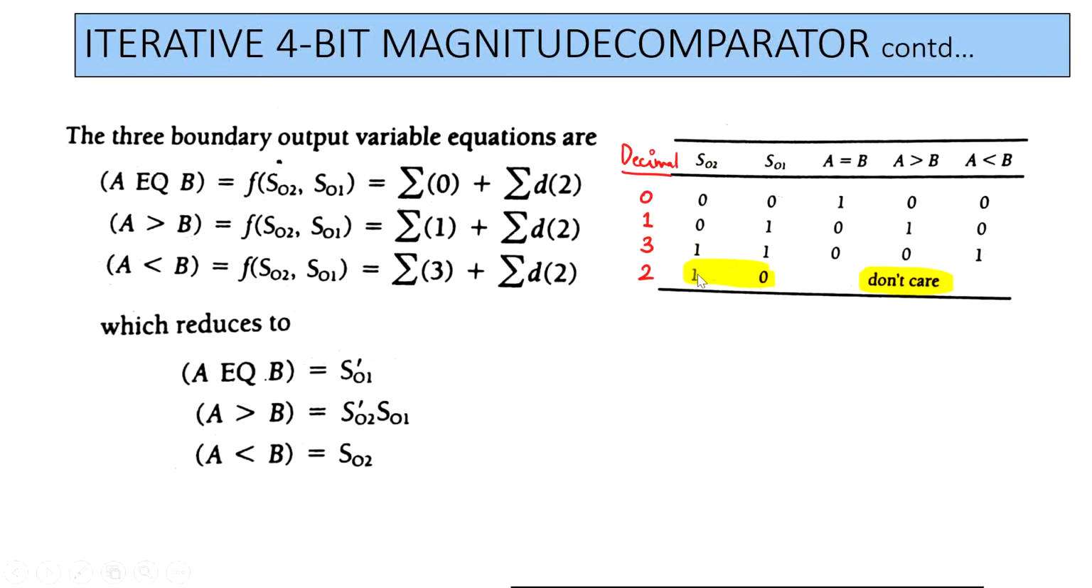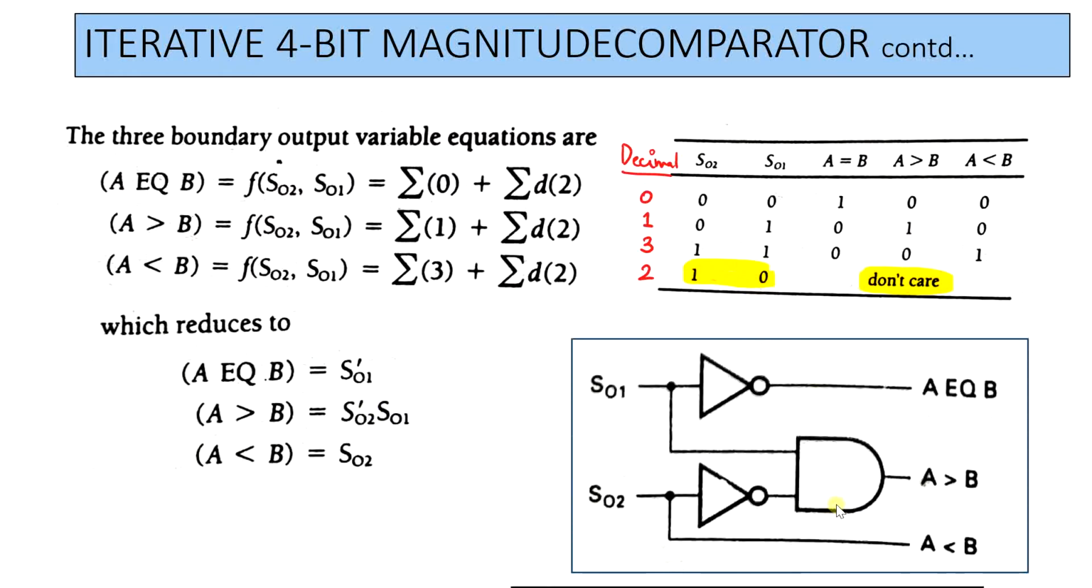Now using these 3 boundary outputs, I can easily draw the circuit, which is the circuit which converts the secondary outputs to the boundary outputs. So this circuit is basically a converter circuit which converts the encoded data and decodes it in the form of A equal to B, A greater than B, and A less than B.